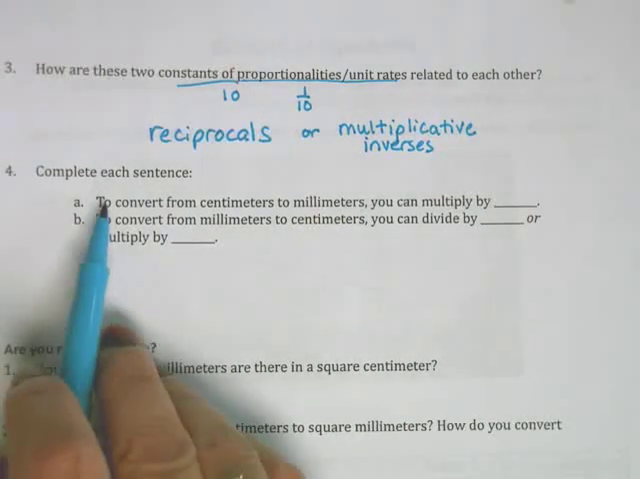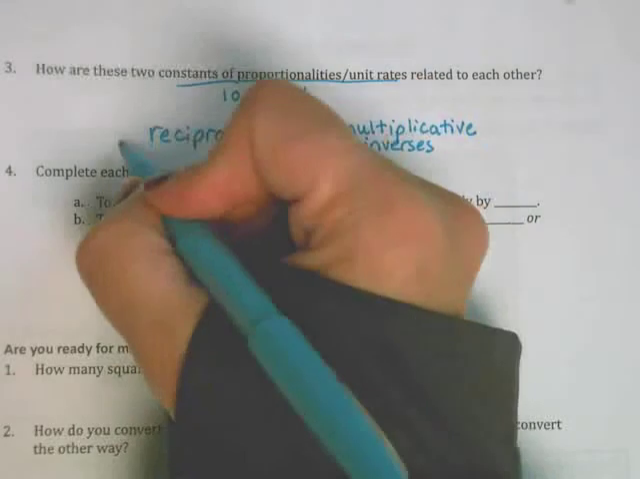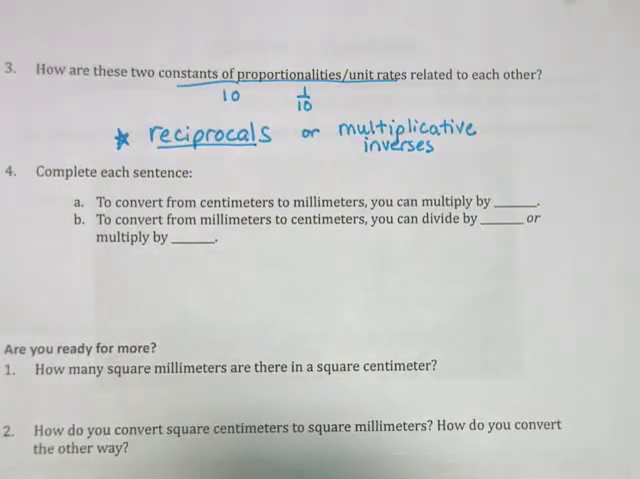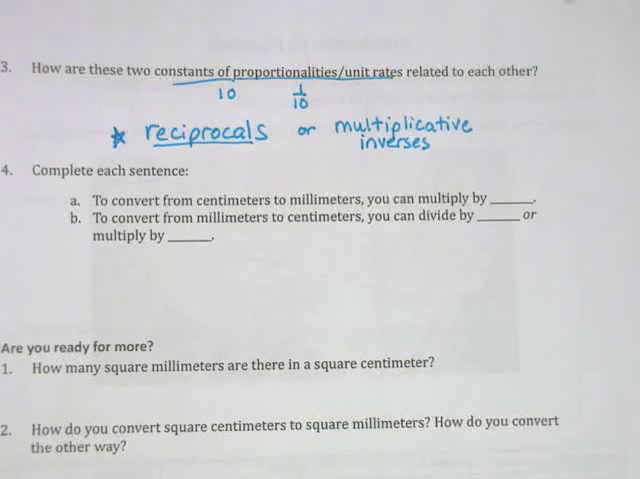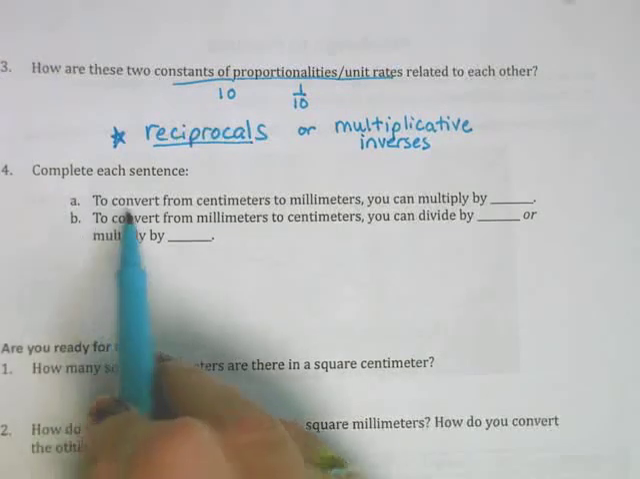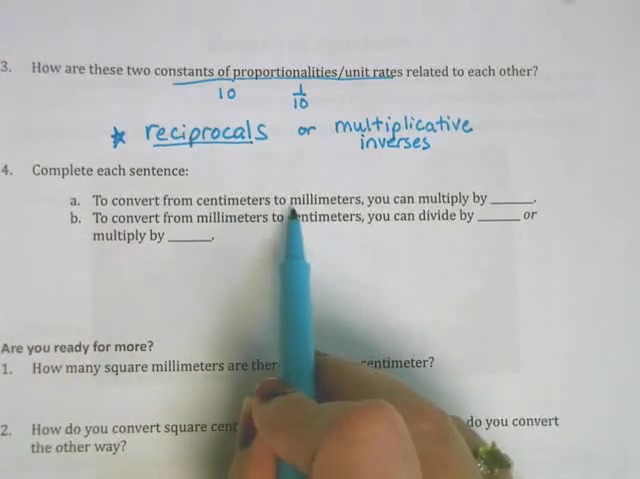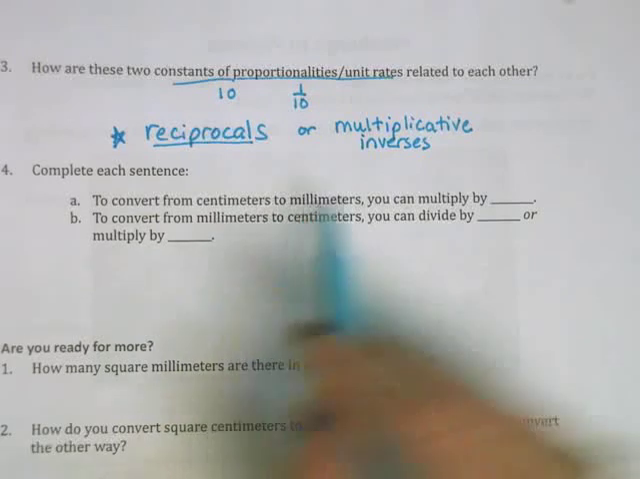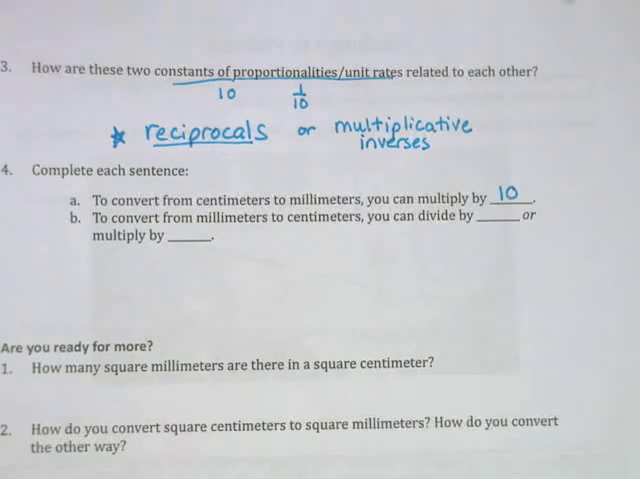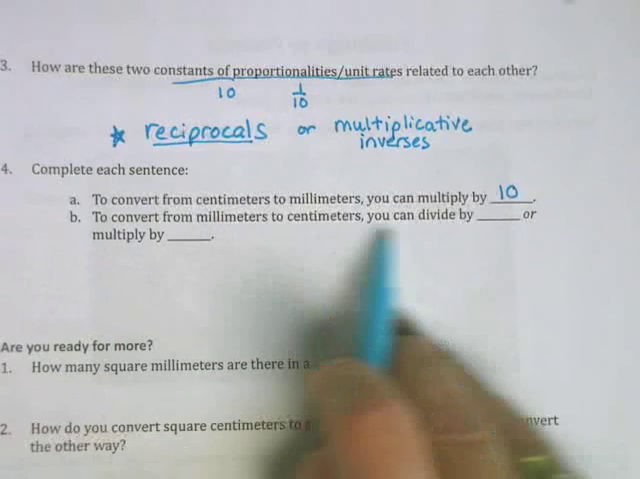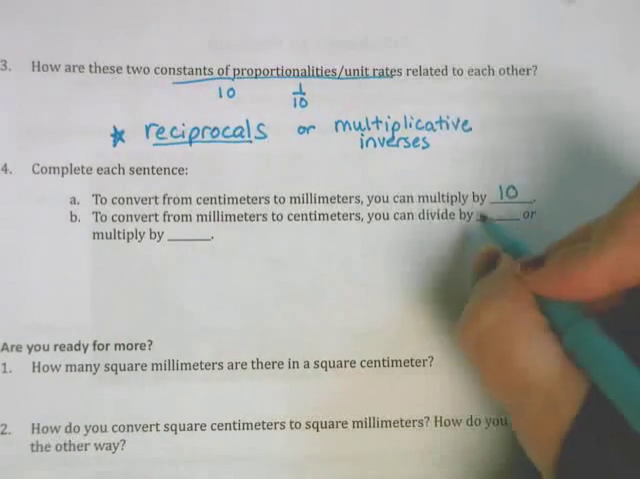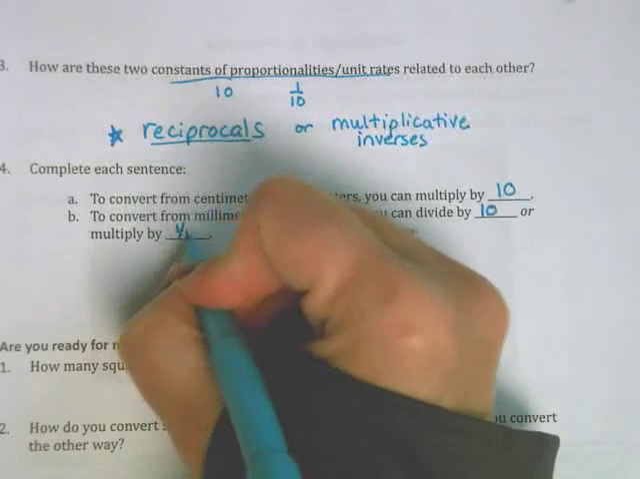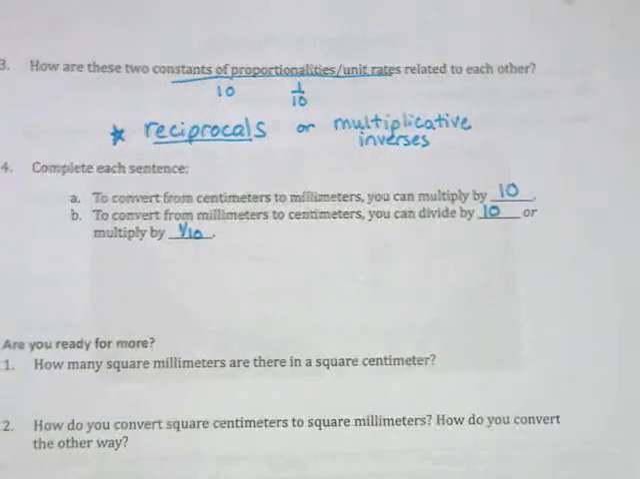All right, can we complete each of these sentences? So I'm going to go back here just for a second. This is a vocab word. You do need to know what reciprocal is or multiplicative inverse. Know those words. To convert from centimeters to millimeters, what did we multiply by? There would be more millimeters, so you're multiplying by 10. To convert from millimeters to centimeters, you can divide by 10, which was the same as multiplying by 1/10. All right, you guys did a great job.